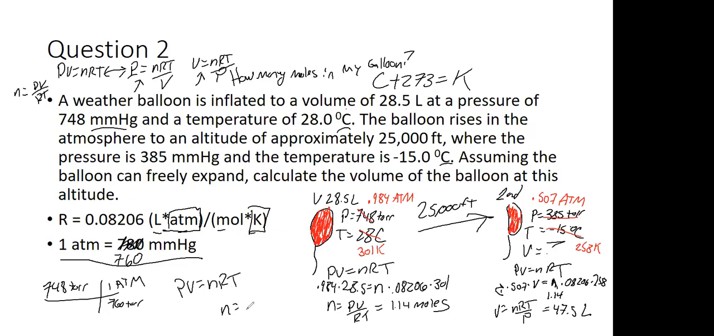So yeah, N was 1.1356, T 258, pressure 0.506579, R 0.08206. Any other questions about a problem like this? If not, we will move on to our next topic here.